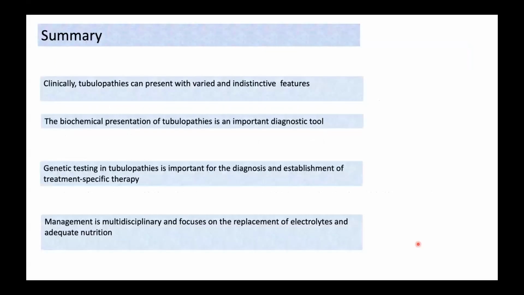In a nutshell, tubulopathies can present in various ways, with various phenotypic features and distinctive features. Blood tests and biochemical tests are the first-line approach for suspecting tubulopathy. Genetic testing is important for the diagnosis and establishment of treatment-specific therapy as well as counseling. And management is always multidisciplinary and focused on replacement of electrolytes and adequate nutrition to address growth failure. So I would like to stop here.